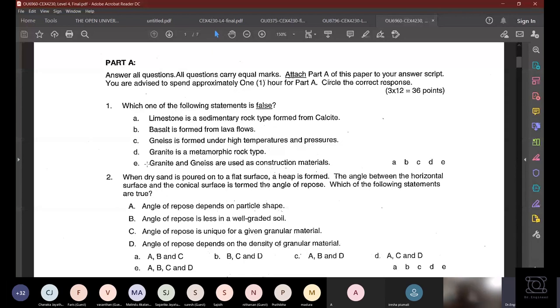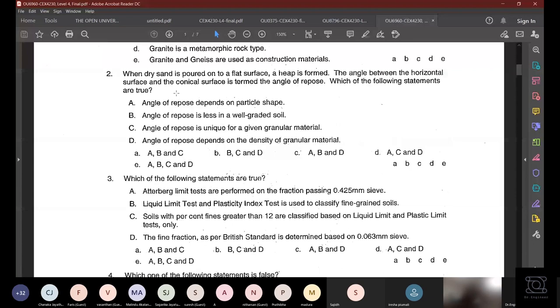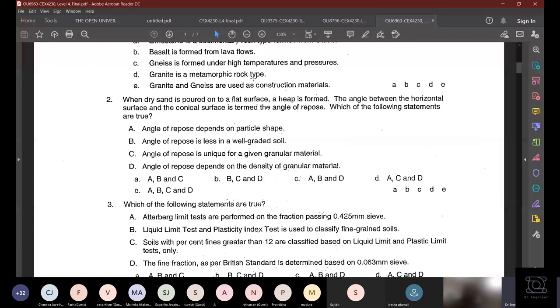Question 2. When dry sand is poured on a flat surface, a heap is formed. The angle between the horizontal surface... Sorry, question number one, which answer is false? False is statement D. Granite is a metamorphic rock type. That is false. Actually, granite is an igneous rock type. There are three rock types: igneous, sedimentary, and metamorphic. Igneous is the correct rock type for granite. So obviously the new syllabus students would be following engineering geology also parallelly. So you know the answer for this one, right?